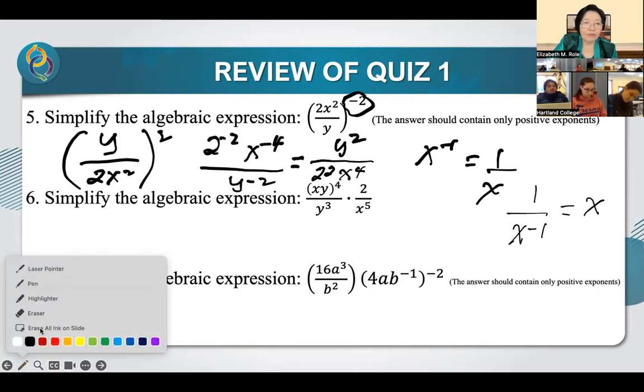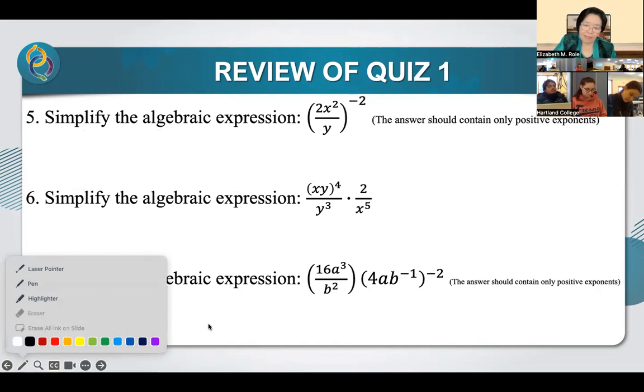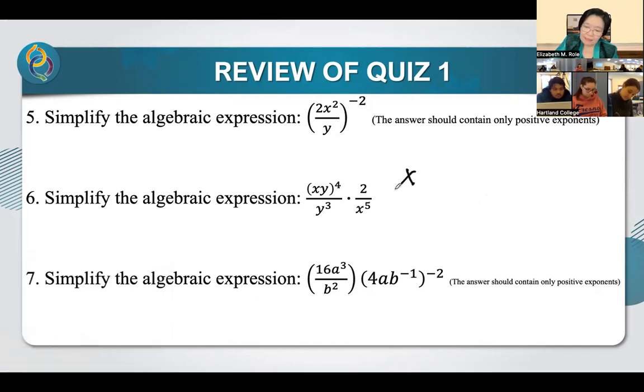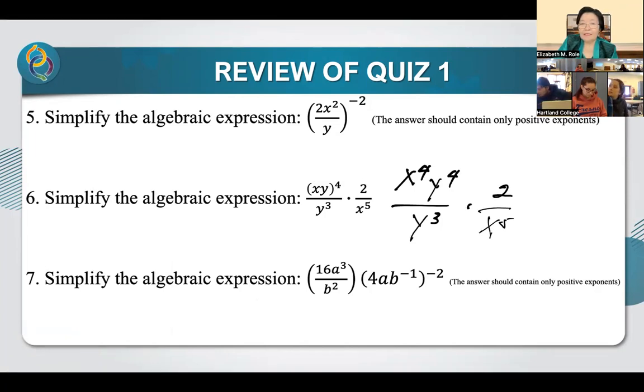So maybe we look at that, especially on number 7. There were not very many who got that answer correctly. All right. So number 6, that's of course easy, just some cancellation kind of thing. I think you know that, it's just x to the 4th, y to the 4th over y cubed times 2 over x to the 5th. And it's just a matter of multiplying. All right. So if you want to do it step by step, that is still fine.